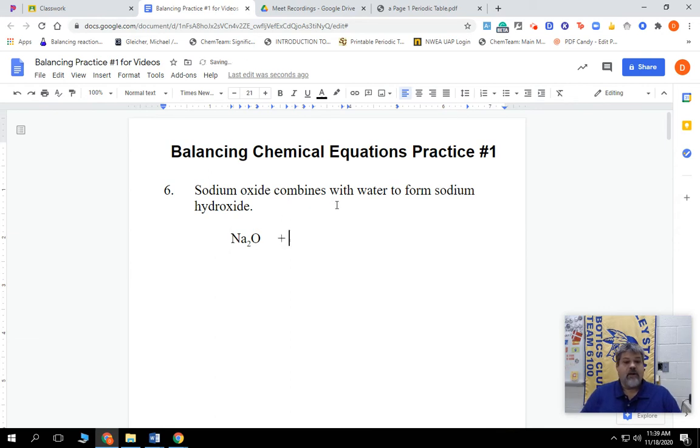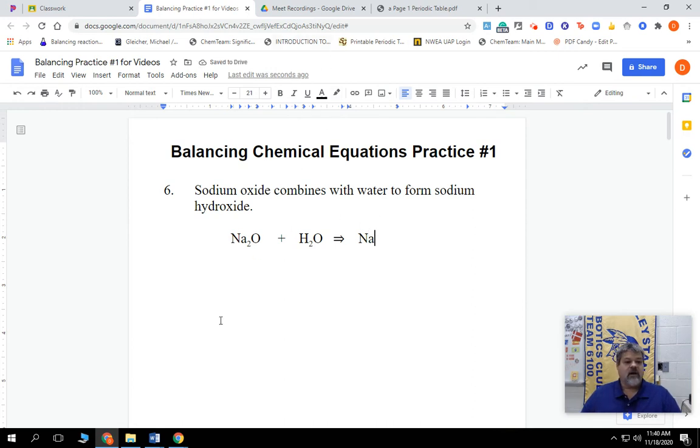So we're going to add water. And our water is going to be, you guessed it, H2O. And that's going to form sodium hydroxide. So those two together are going to form sodium hydroxide. Now hydroxide is a polyatomic ion. So we're going to put in our arrow here, there's our arrow, and then we're going to put in our sodium. Okay, and we'll see what we need.